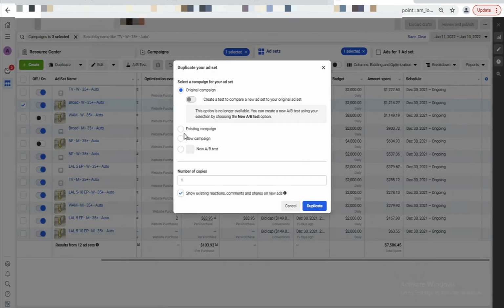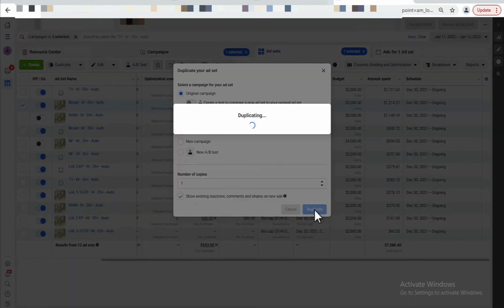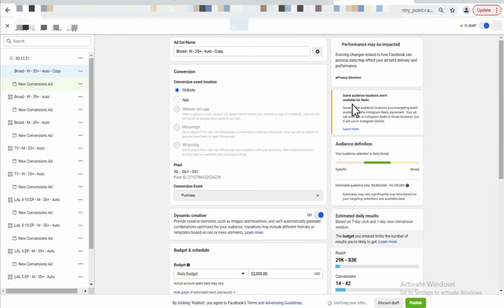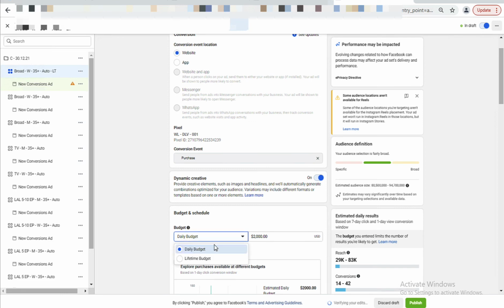There's our broad women. Not going to touch anything else apart from just switching it to lifetime. So it's a daily budget for now. So what I'm going to do is lifetime. Just call it LT. I'm going to switch this to lifetime.